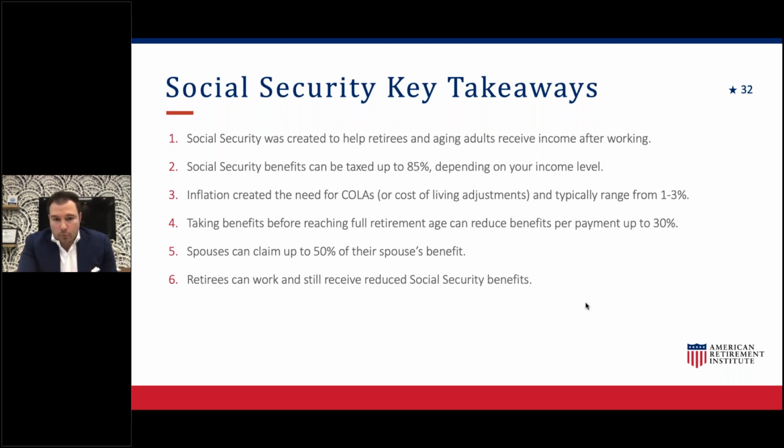Taking benefits before full retirement age can reduce benefits by up to 30%. We didn't talk about that, but basically everybody should know if you take benefits early and you don't let them grow, there's going to be a big reduction in benefits. Spouses can claim up to 50% of their spouse's benefit. Retirees can work and still receive a reduced Social Security benefit.